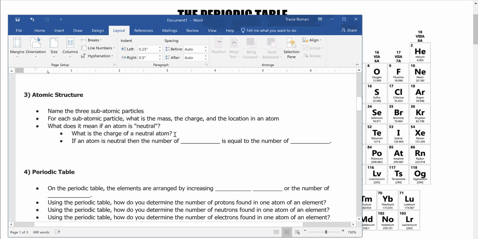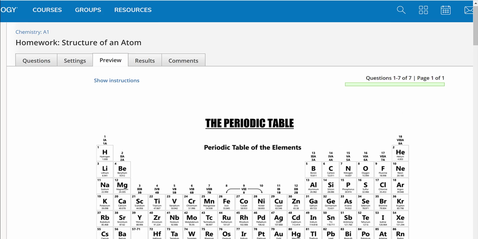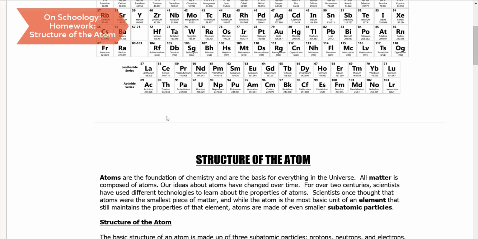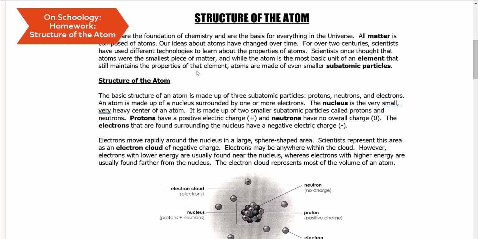Atomic structure. This information would be questions that ask you what are the subatomic particles. So name the 3 subatomic particles, the charge, the mass, the location, etc. And going to our Schoology page, we have a homework assignment called Structure of an Atom. And this homework has a summary of all of this information.